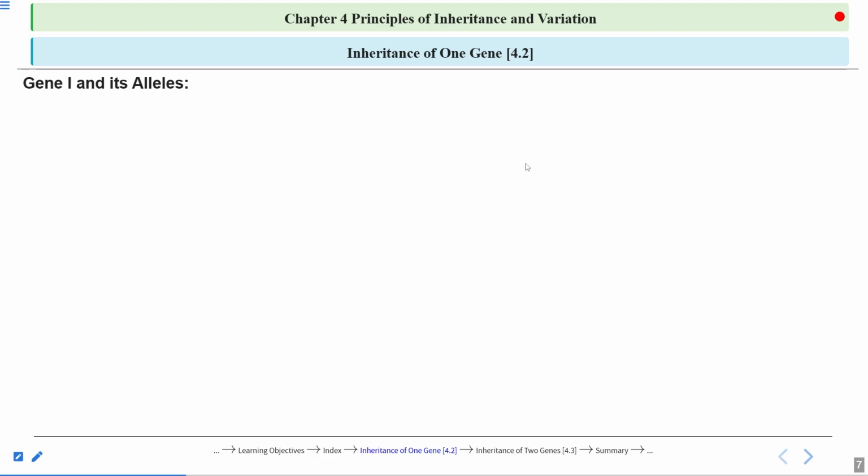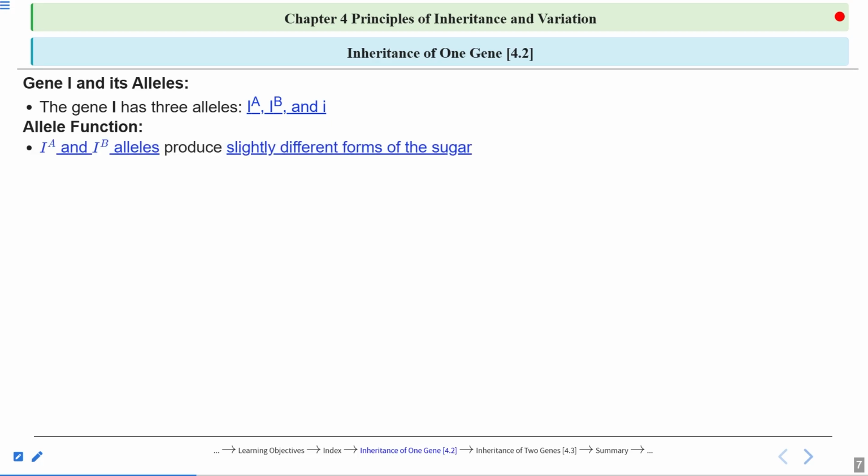Now let's talk about gene I and its alleles. Gene I has 3 alleles: IA, IB, and small i. Usually a gene has only 2 alleles, but here a single gene has 3 alleles. Now, what is the function of these 3 alleles? IA and IB alleles produce slightly different forms of the sugar. I have already told you this. IA produces one kind of sugar, IB produces a different kind of sugar.